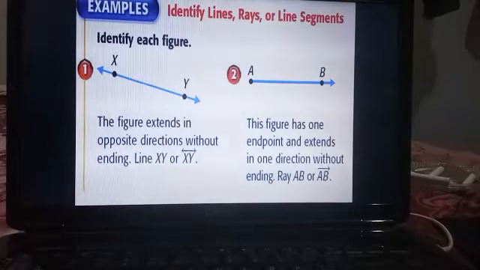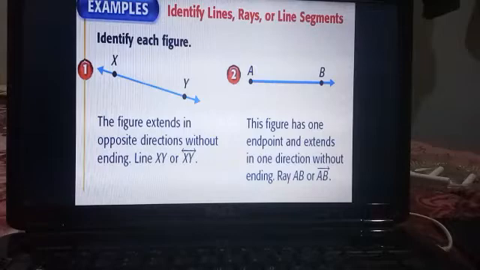Now here are some examples to identify a line, ray or line segment. In the first figure, here you can see the diagram. The figure extends in opposite directions without ending, therefore it is a line. In the second diagram, it is starting from A and going in the direction of B up to infinity, so here AB can be considered as a ray. Here is ray AB.